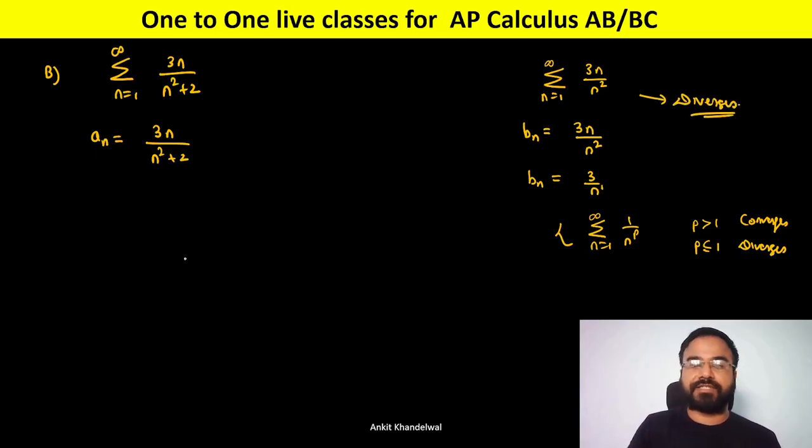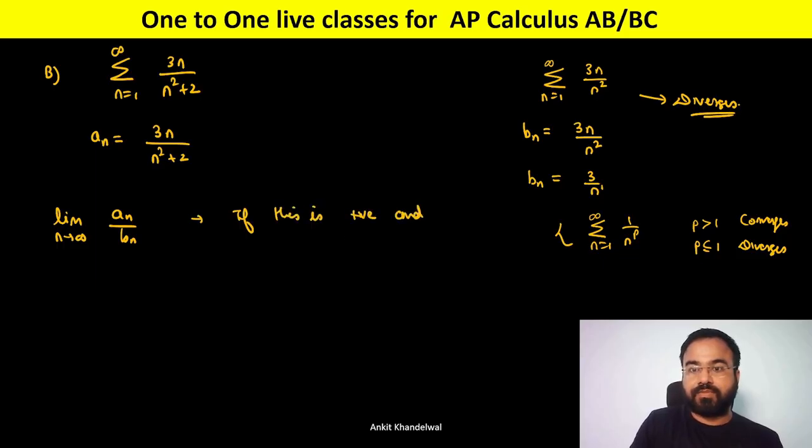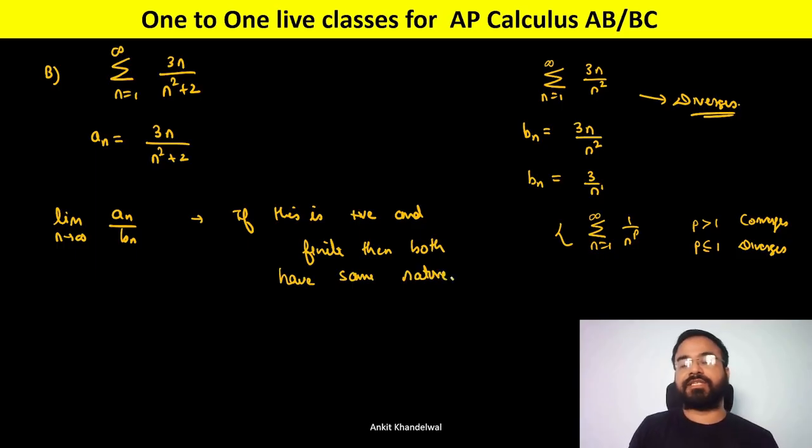Now if this series diverges, according to the limit comparison test, we take the limit n tends to infinity of a_n upon b_n. If this is positive and finite, then both have the same nature. Same nature means if b_n is diverging, this is also diverging. If b_n is converging, this is also converging. We already know b_n is diverging. So let's figure out this thing.